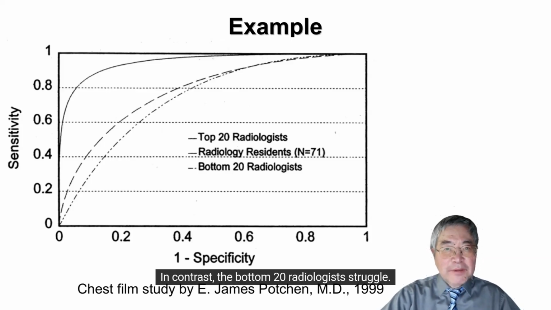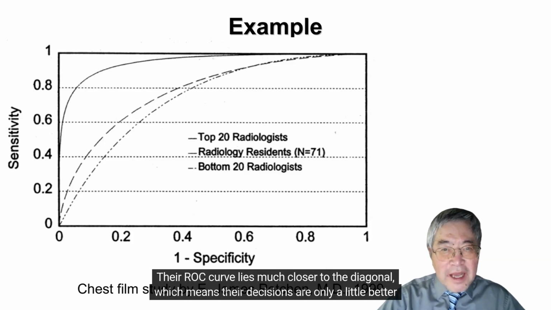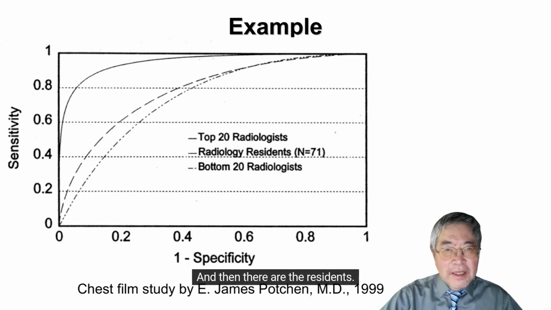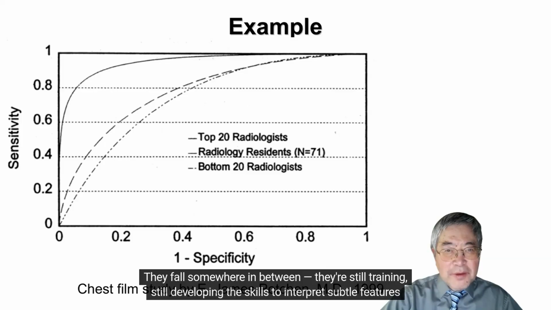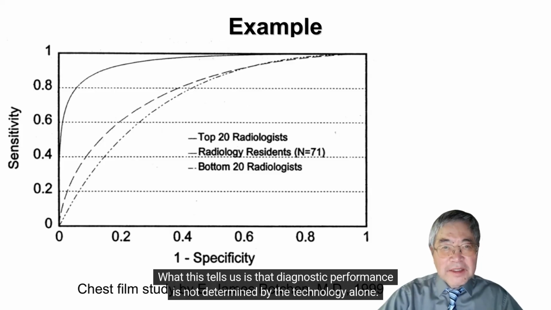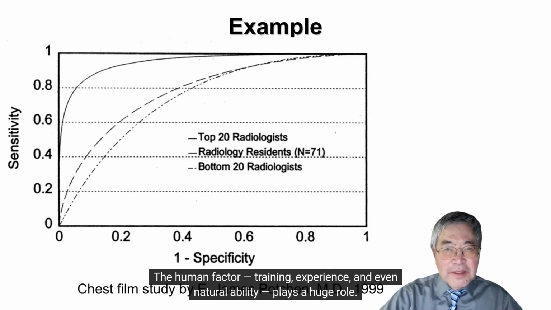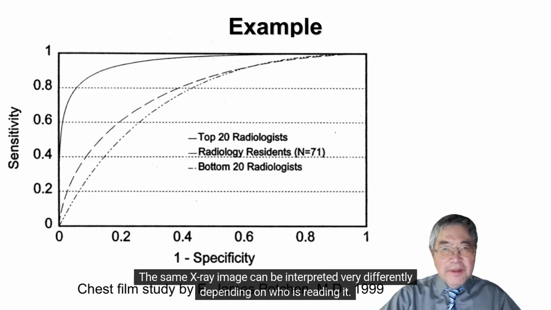In contrast, the bottom 20 radiologists struggle. Their ROC curve lies much closer to the diagonal, which means their decisions are only a little better than chance. And then there are the residents. They fall somewhere in between. They're still training, still developing the skills to interpret subtle features in chest films. What this tells us is that diagnostic performance is not determined by the technology alone. The human factor, training, experience, and even natural ability plays a huge role. The same X-ray image can be interpreted very differently depending on who is reading it.